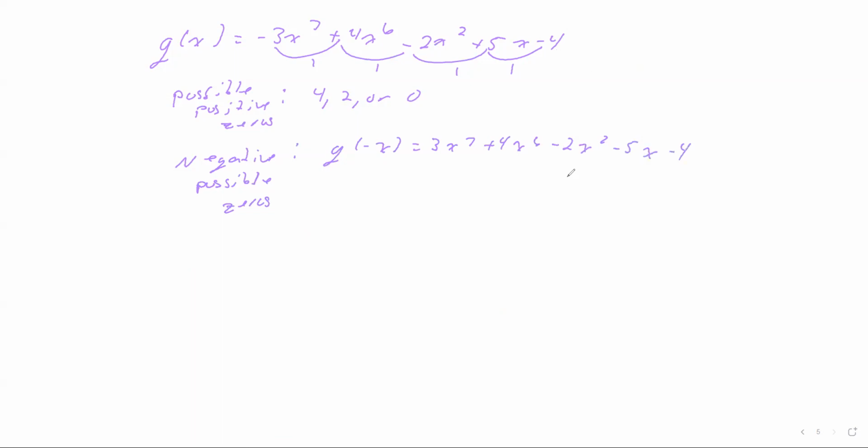Constant stays the same as well. So positive, positive, positive, negative. There's 1, negative, negative, negative, negative. So therefore, there's only 1 possible negative zero, and I can't subtract by 2 because I get into the negatives. So that's all I'm looking for on that one.